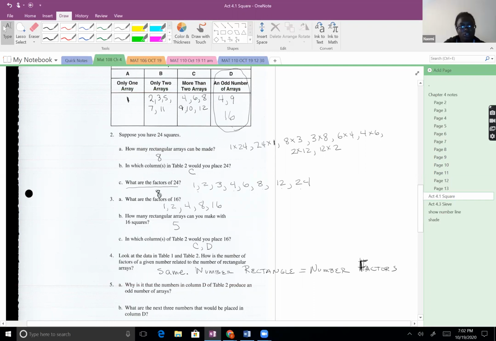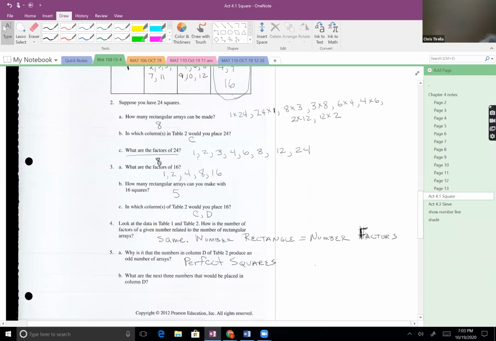They're all squares, right? Perfect squares. It's 2 squared, 3 squared, 4 squared. So what would be the next 3 numbers that would be in column D? 25, 36, and 49. Great.